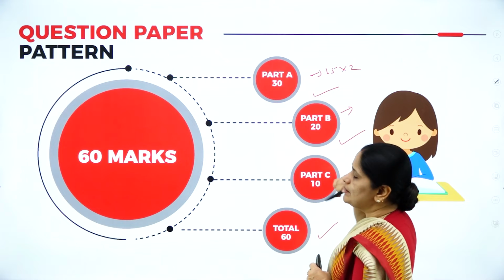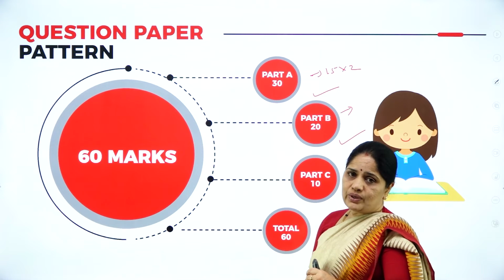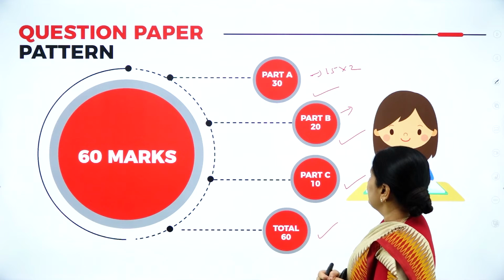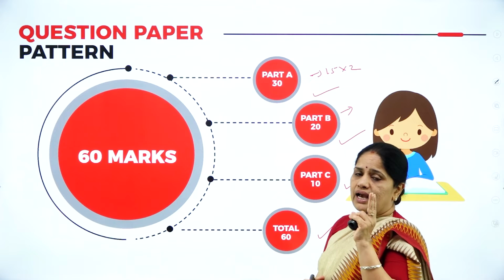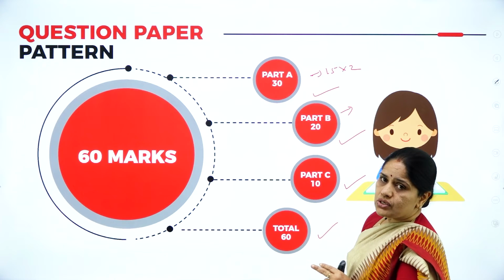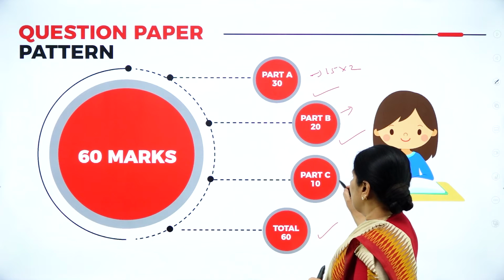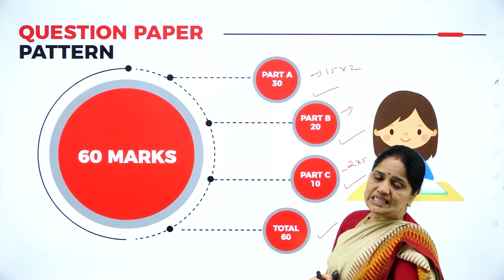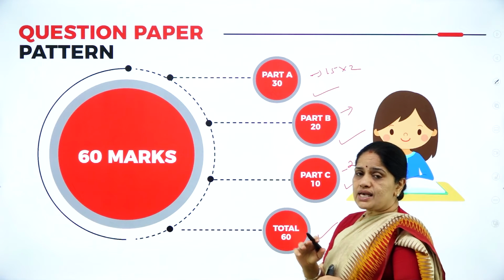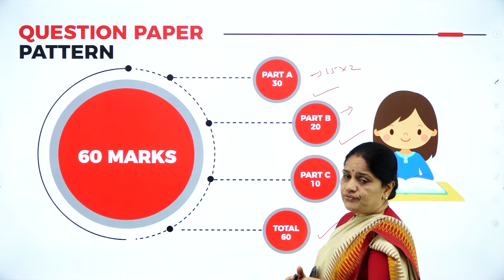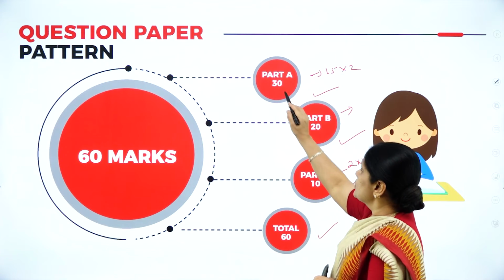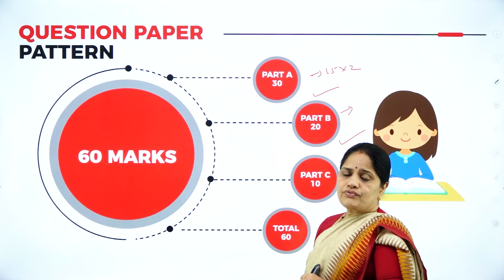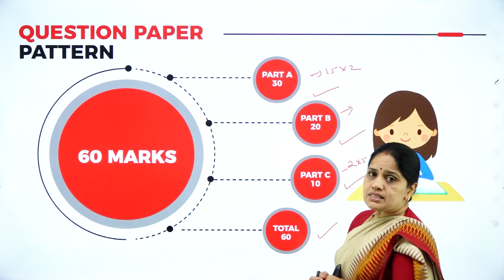Then again in part B, there will be again 5 questions. Out of that, you will have to answer any 2. So 10 marks, you will have 2 questions you will have to answer. So totally it will be 20 marks. And in part C, it will be 2 into 5 questions. So 2 5s are 10. So usually they'll ask 7 questions. Out of that, you'll have to answer any 5. So the total comes up to 10. So 30 plus 20 plus 10, that is 60. So total marks for the final exam is the 60 marks paper.